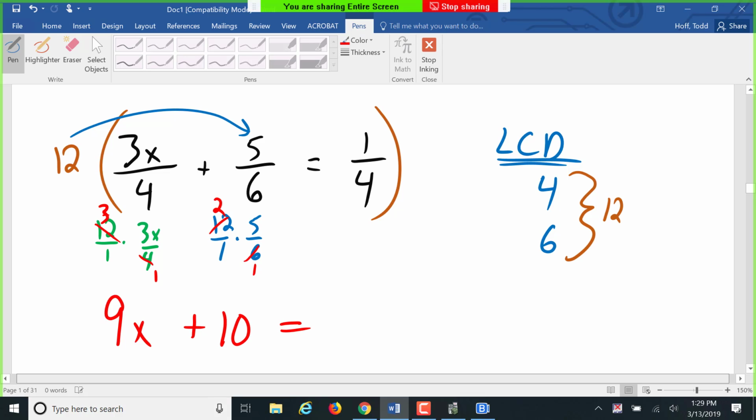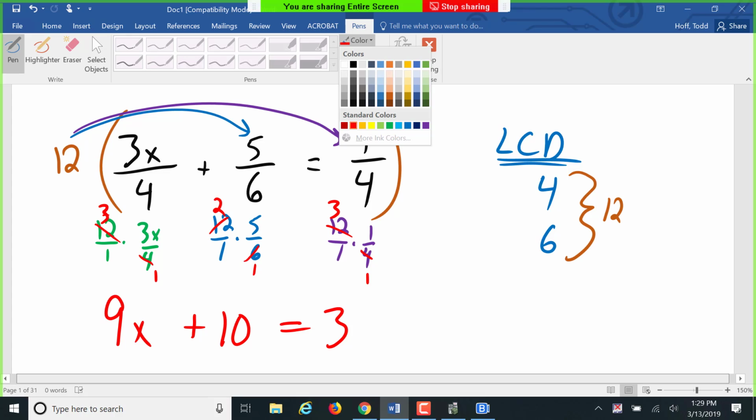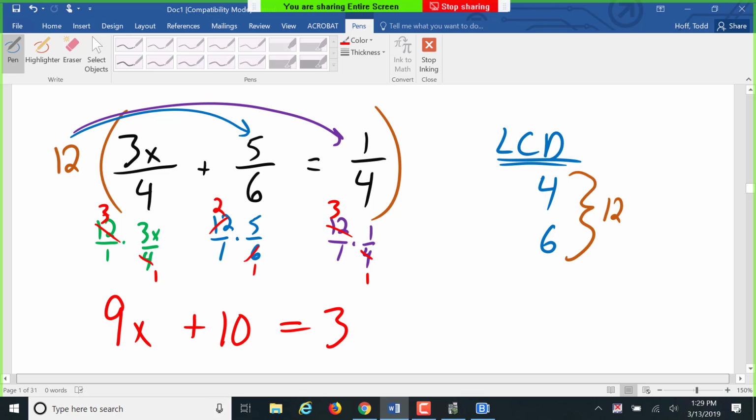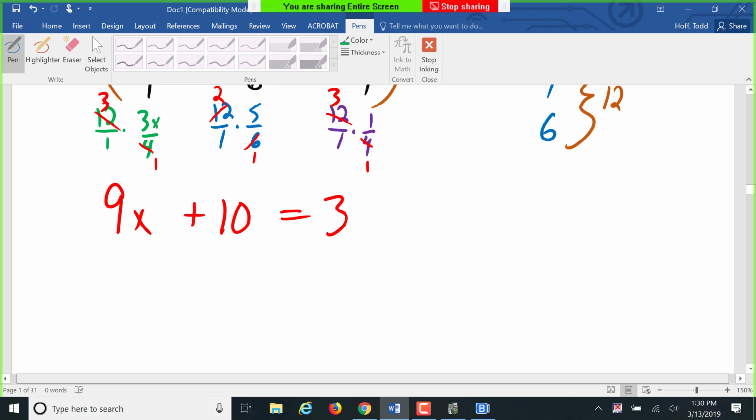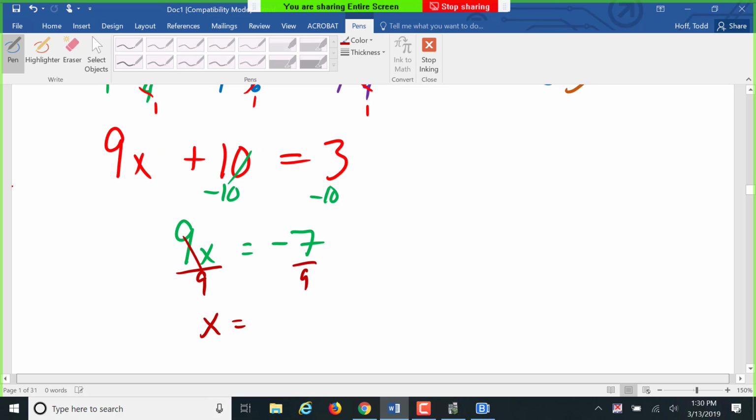Equals, if I multiply 12 times 1/4, 12 over 1 times 1 over 4, the 4 and the 12 cross cancel to give me 1 and 3. 3 times 1 is just 3. And now I can solve this equation like this with no fractions in it. What would I do from here? Subtract 10 to get 9x equals a negative 7, and then divide by 9 to get x equals negative 7 divided by 9, which is just negative 7/9. And that's it.